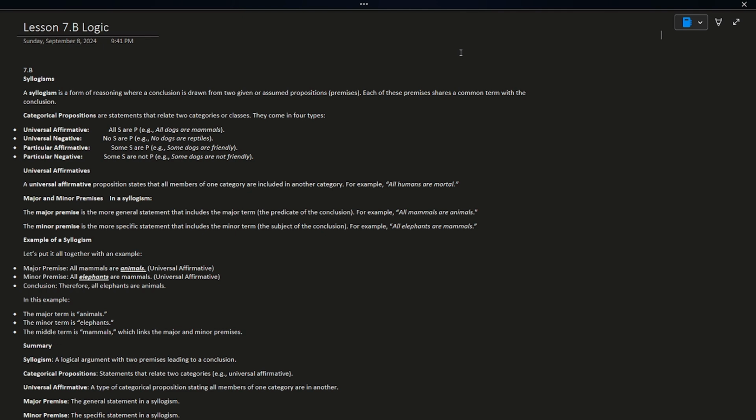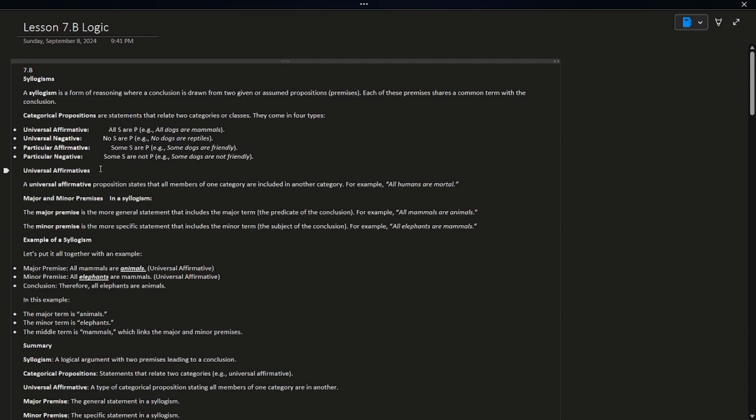Then you have your universal negative, no S are P. So no dogs are reptiles. Particular affirmative, we have some S are P. Some dogs are friendly. And a particular negative, some S are not P. So some dogs are not friendly.